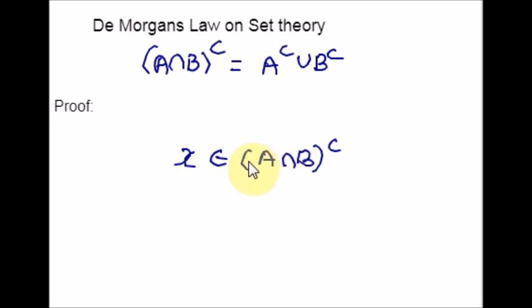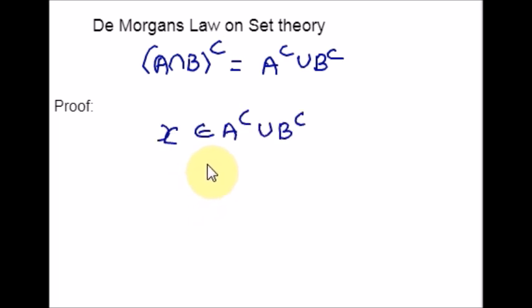To complete this proof, we show the opposite subset inclusion. We have proved left to right. We are going to prove right to left. More specifically, we must show that A complement union B complement is a subset of the complement of A intersection B. So we are going to begin with the same thing as we did in the previous half. Let us begin with an element X. Let X be any element in the set A complement union B complement.